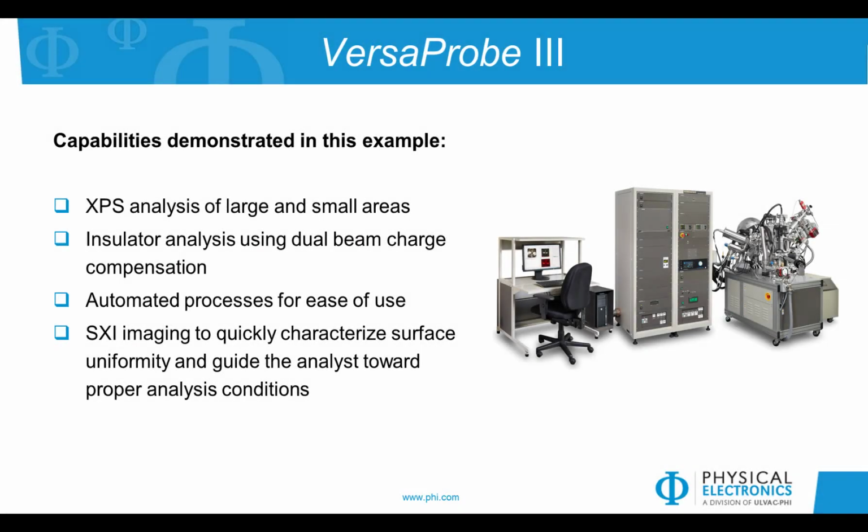So in conclusion, with this analysis, we have performed both large area and small area acquisitions on insulating samples using automated processes that allow us to turn on and off our charge neutralization system, do automatic Z-height alignment, collect an SXI, which allows us to look at the uniformity of the sample even before we collect our data, and then use SXI again to identify areas that might be contaminants and choose multiple points for analysis to confirm whether or not they are localized.